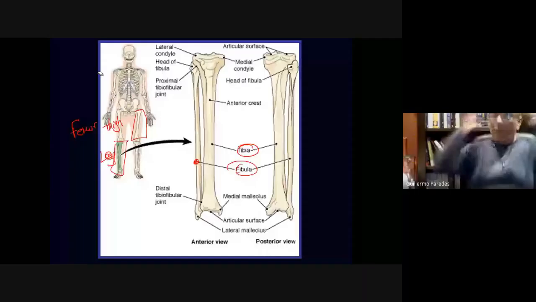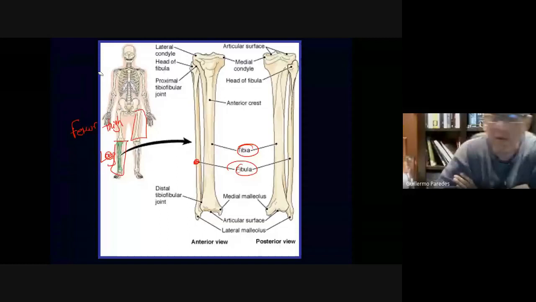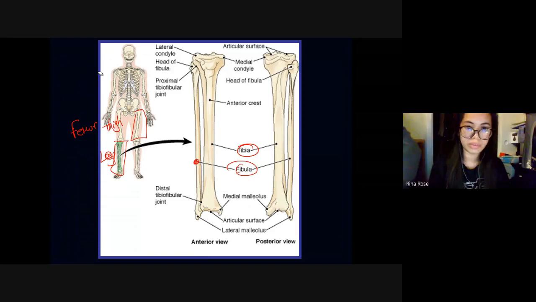Tibia. Which bone is more medial, the tibia or the fibula? Tibia. The tibia, right?